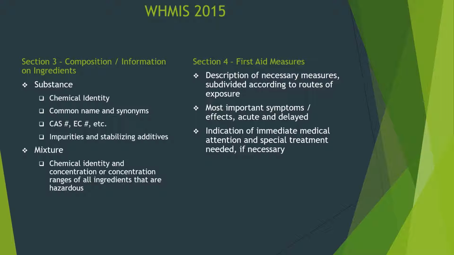Section 3, Composition and Information on Ingredients. There's 2 subsections in here, Substance and Mixture. Under Substance, we have the chemical identity, the common name and synonyms, the CAS number, EC number, etc., and impurities and stabilizing additives. Under the Mixture section, we have the chemical identity and concentration or concentration ranges of all ingredients that are hazardous. Section number 4, First Aid Measures.